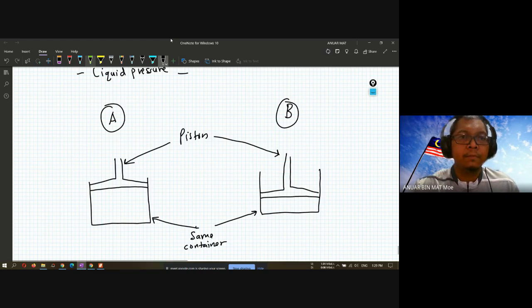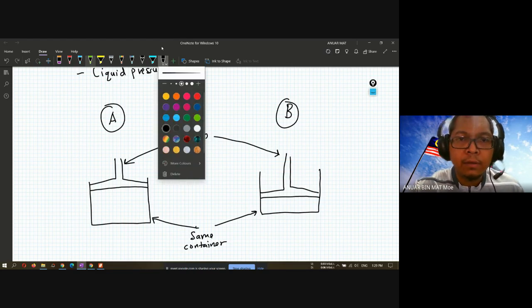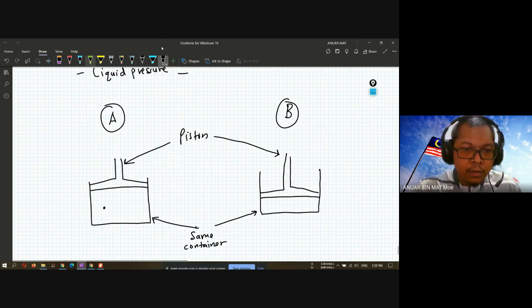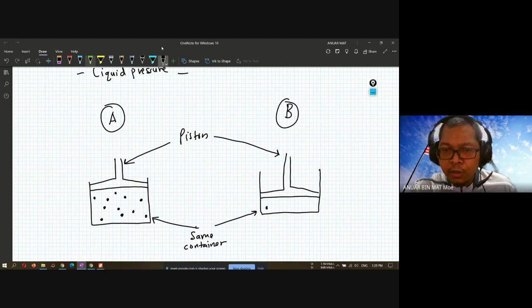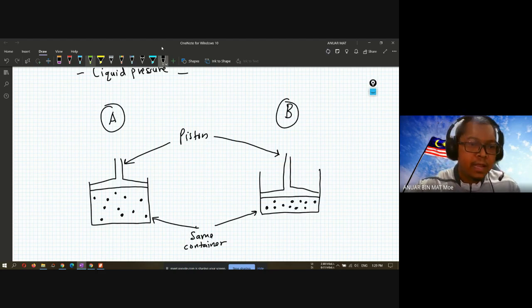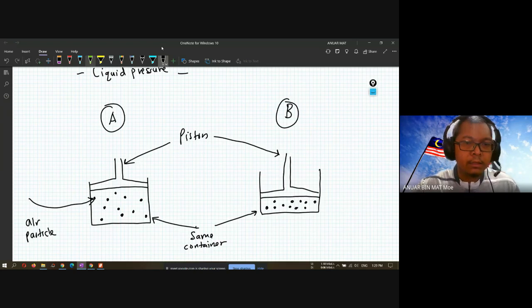What is the difference? Can you see the difference? This one has 1, 2, 3, 4, 5, 6, 7, 8, 9, 10, 11. This also has 11. Inside we have what? The dot is the what, class? The dot inside the container is the air particle. Okay, air particle.